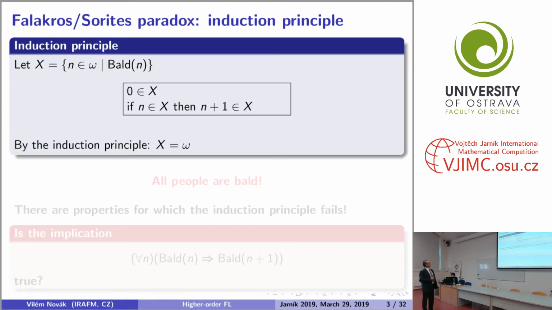We can also prove that everybody is bald using mathematical induction. Let us consider the set of all finite numbers such that this number of hair means bald. Because 0 belongs to this set, and if n belongs to this set, then n plus 1 also belongs to this set, by the induction principle we conclude that this set is equal to the set of all natural numbers. And consequently, all people are bald.